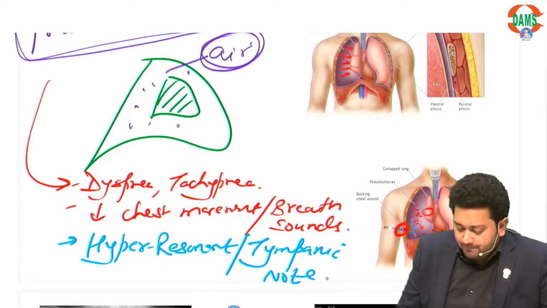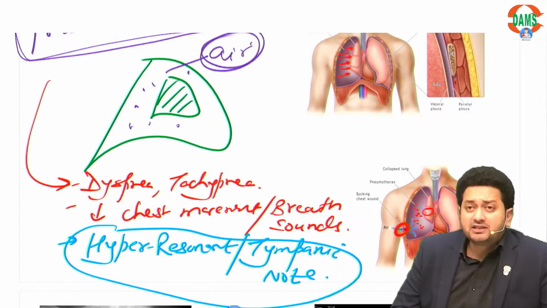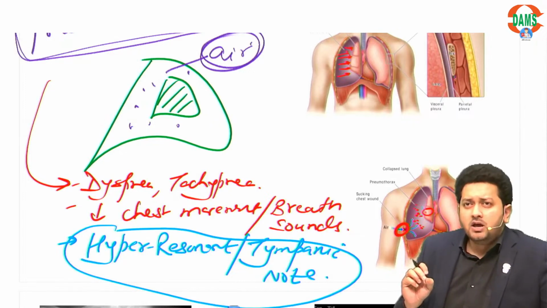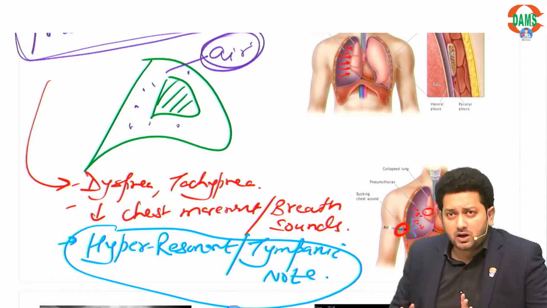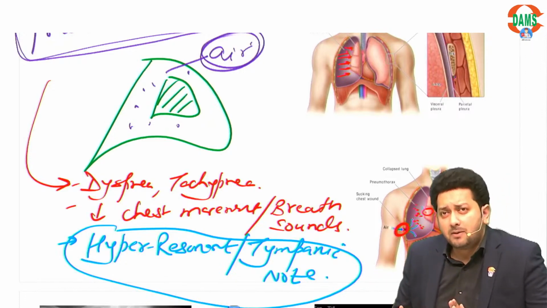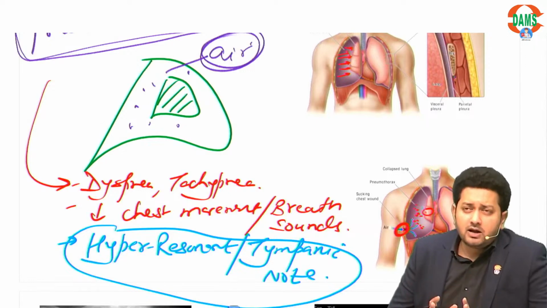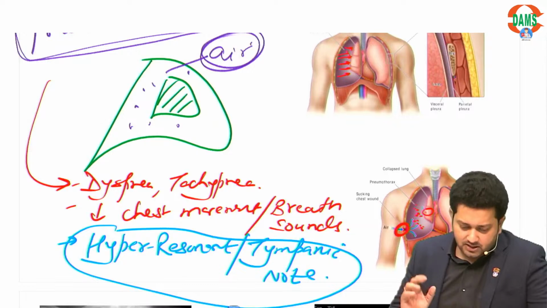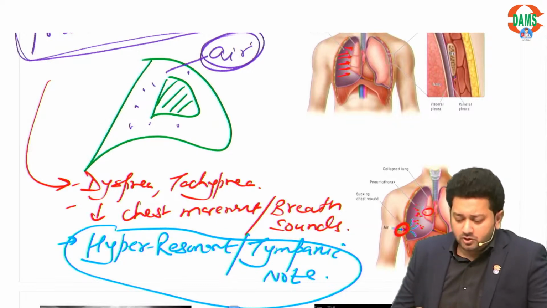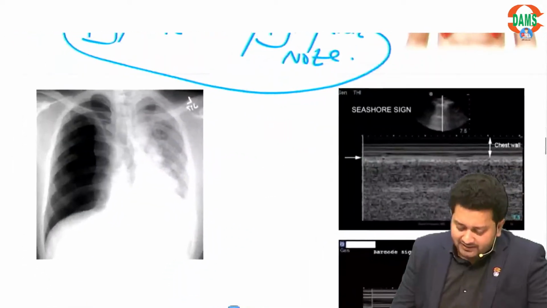Okay, and in hemothorax you see the dull note. The normal note of the thorax is resonant. It is hyperresonant or tympanic in pneumothorax. It is dull in hemothorax. Yes, very good, Swati Roy. It is a hyperresonant note. So this is pneumothorax on chest X-ray.